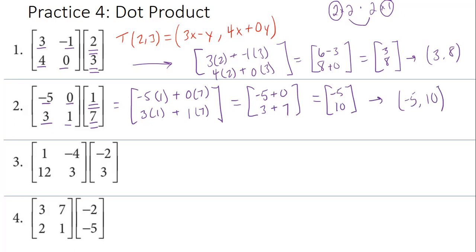All right, I'm going to give you 4 minutes to do 3 and 4. I will be walking around to help. If you need me, please let me know. But you're now going to do 3 and 4.